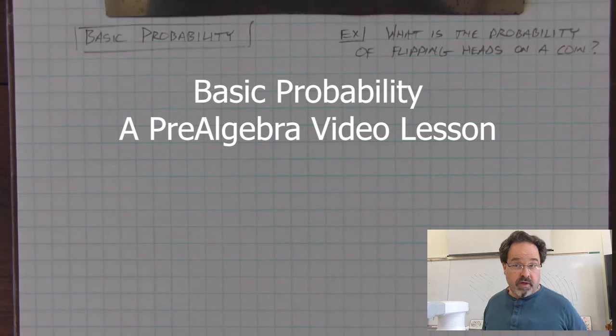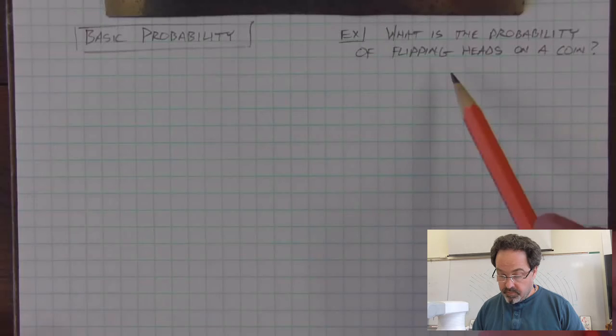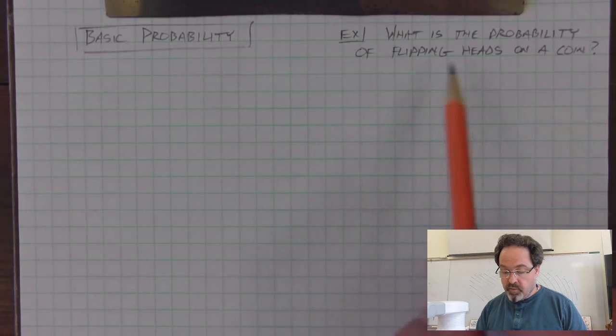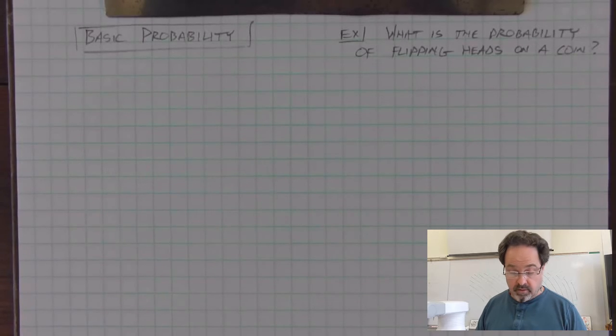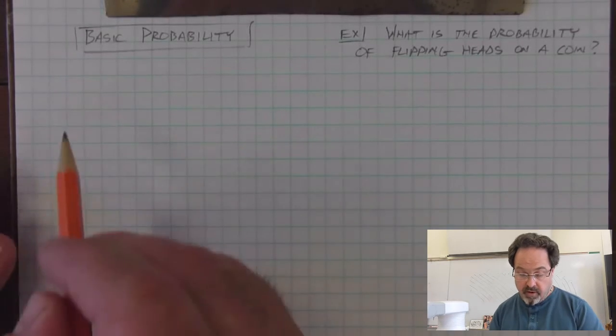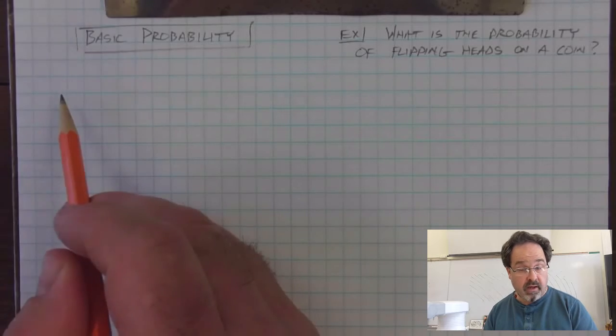VLSos here. This is a video lesson on basic probability. I've started with an example. What is the probability of flipping heads on a coin? We may know the answer to this question. We want to slow down and talk about how we can use notation to ask this question and answer it.